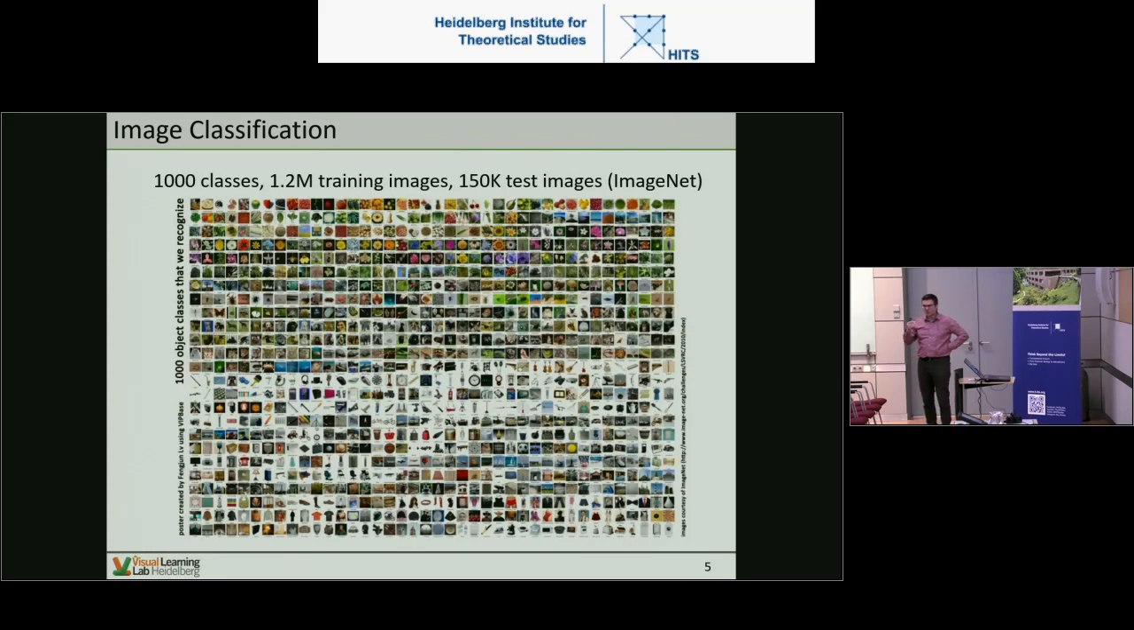Okay, so let's start with very simple machine learning. One of the oldest tasks in computer vision machine learning has been to recognize what's in the image, and there are 1,000 classes, and you got a certain number of training and test images, and I come to that in a second, and you have to recognize what class it is.